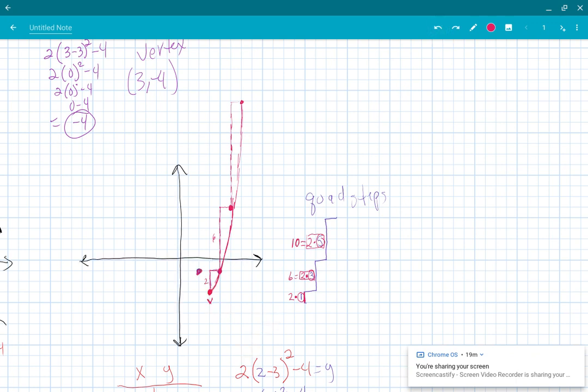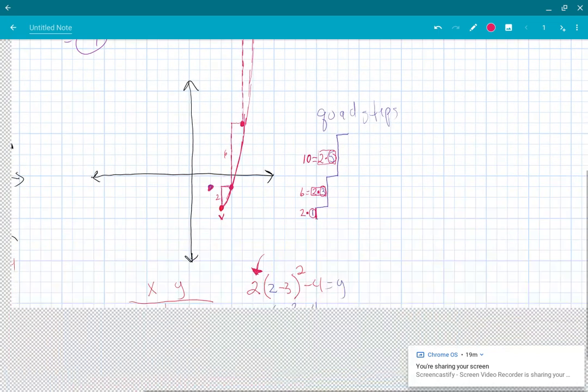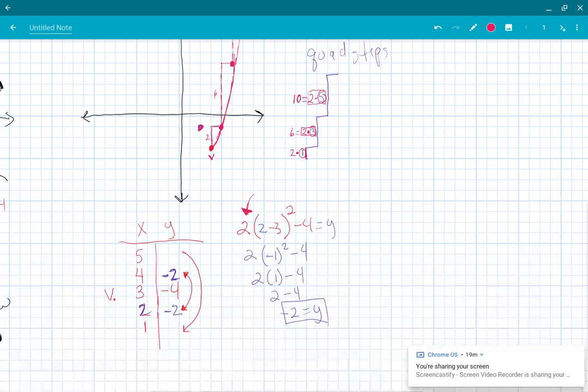So this number out here tells you how much bigger the steps are than the normal.